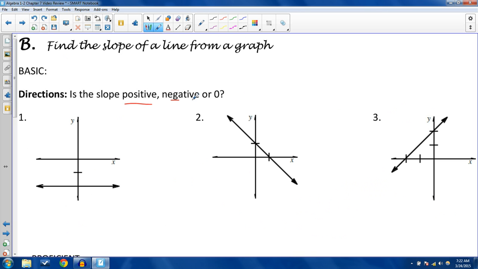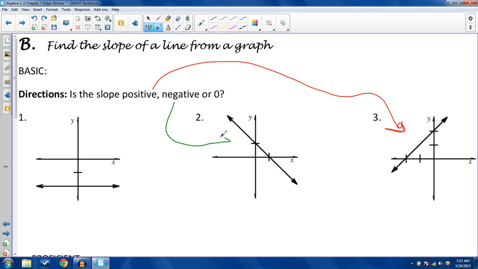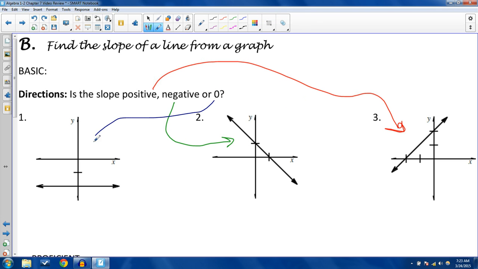Is the slope positive, negative, or 0? Let's go and match them up. I'll just draw a line to them. Positive slope, number 3. Negative slope, number 2. 0 slope is number 1. Now, negative slope.